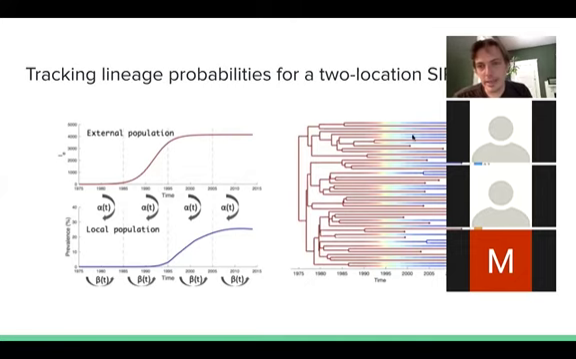And so we can see how the probability of a given lineage being in a particular population changes over time. And here, the probability of all lineages being in the external population becomes higher and higher as we go back farther and farther, because the epidemic starts in the external population and then later seeds the epidemic in the local population. So if we go back far enough in time, we know that all the lineages must be in the external population because there are only infected individuals in the external population.